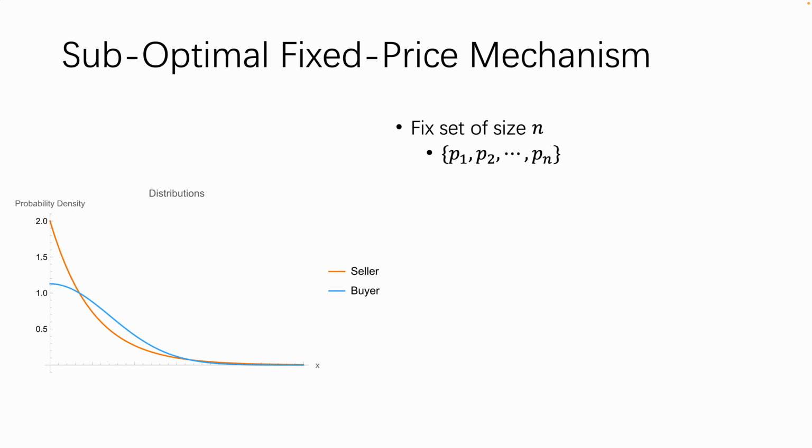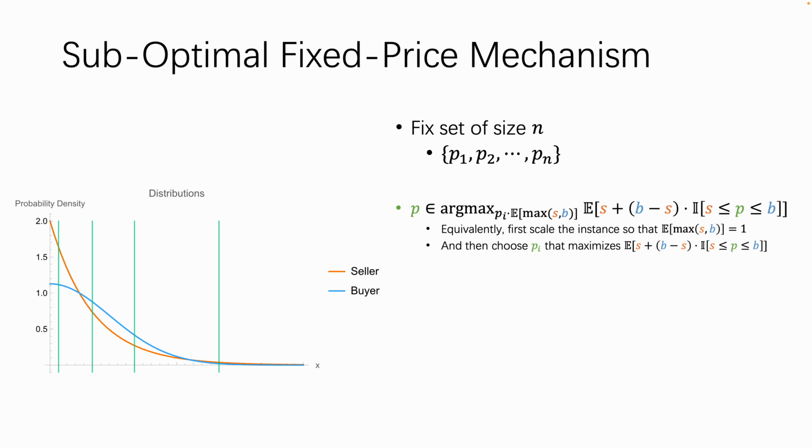This mechanism first fixes a set which consists of n numbers, namely we call them P1 to Pn. And then this mechanism chooses a price from Pi times the expectation of max S and B so that it maximizes the welfare. Or equivalently, we could think of this mechanism as it first scales the instance so that the optimal welfare is just 1, and then it chooses a price Pi so that it maximizes the social welfare. So these two ways are equivalent since scaling does not change the ratio.